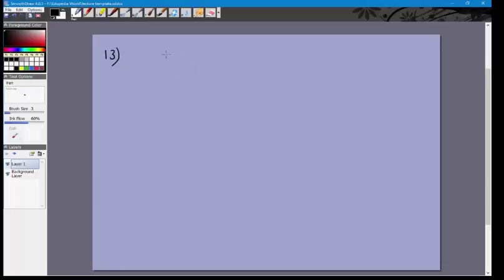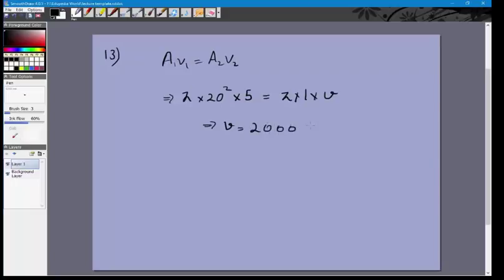So this is a simple question based on the equation of continuity. A1 V1 is equal to A2 V2, because the amount of water going in is equal to the amount of water coming out, which means pi into 20 mm whole squared into 5 mm per second is equal to pi into 1 mm whole squared into V. So what we get, V is equal to 400 into 5, that is 2000 millimeters per second, which is equal to 2 meters per second. So the answer to question 13 will be C, 2 meters per second. Direct application of the equation of continuity.